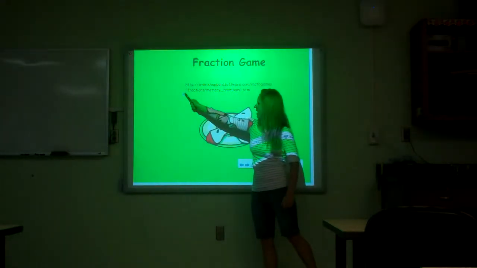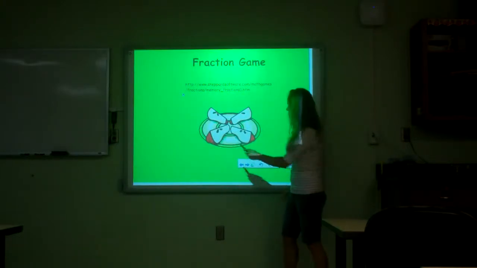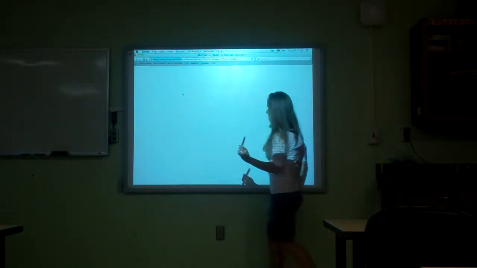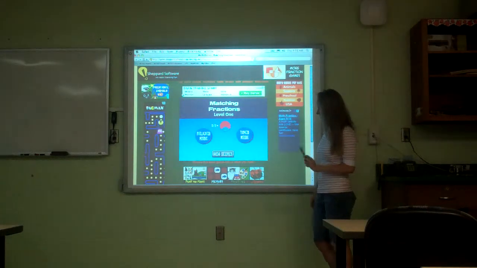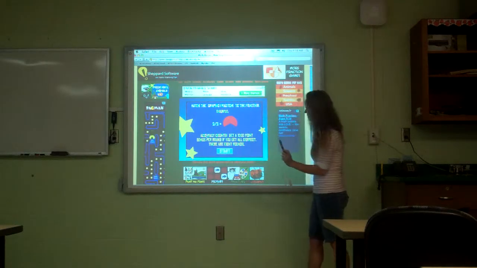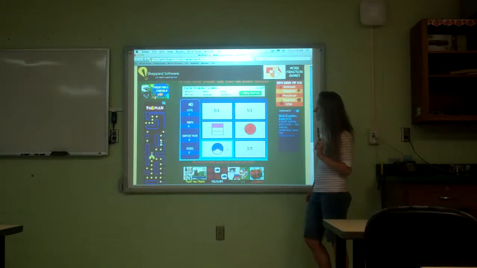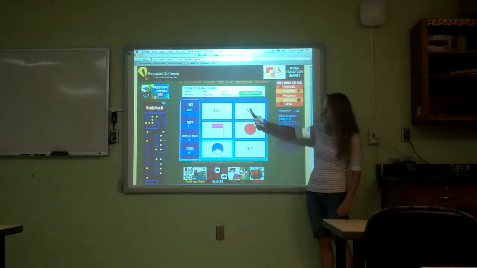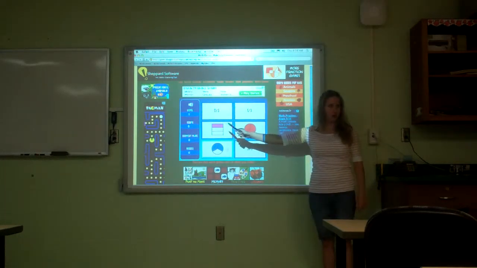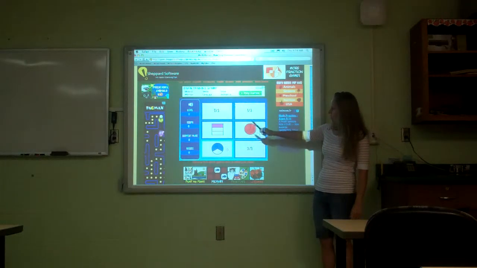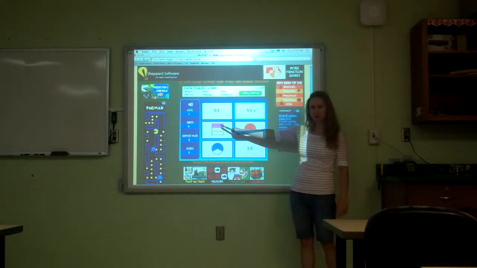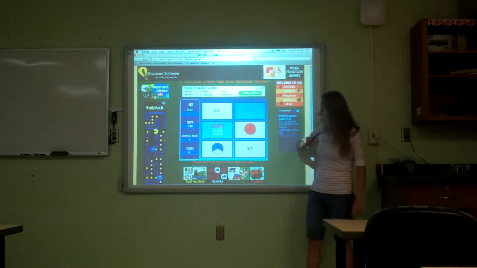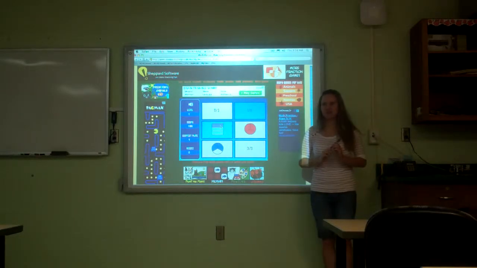Okay, now we're going to play a fraction game. So what we're going to do is you just match the fraction with whatever picture it goes with. So if I'm looking at 1/3, I'm going to match it with the picture that has 3 parts and is talking about one of them. So who wants to come up and try it?